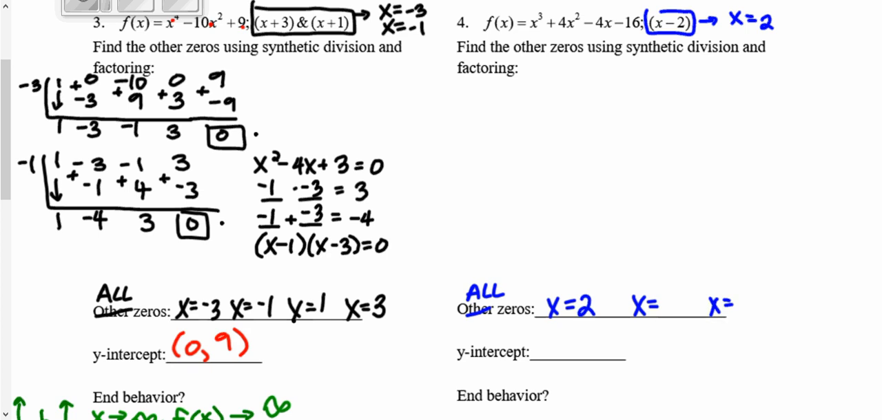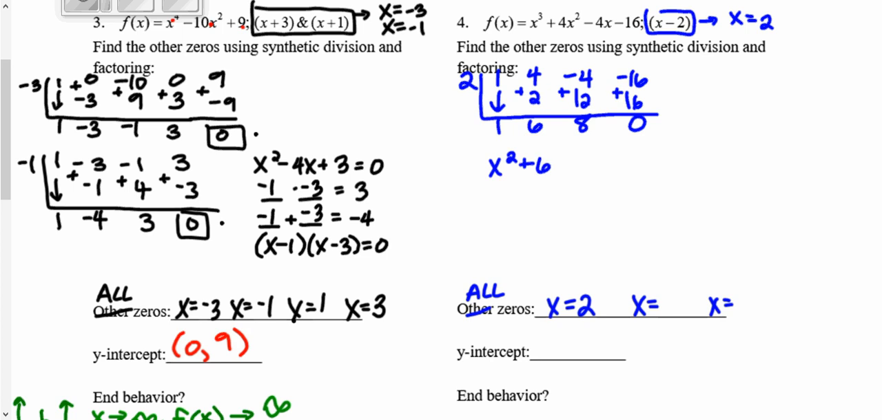So use the given factor, the given 0, set up your synthetic division, go ahead and go through that process. Hopefully this is kind of becoming second nature to you now. And you should get a remainder of 0. So we started with a degree 3 cubic. We did synthetic division 1 time, which means we're already at a degree 2 quadratic. So x squared plus 6x plus 8. We can go ahead and go into our factoring.